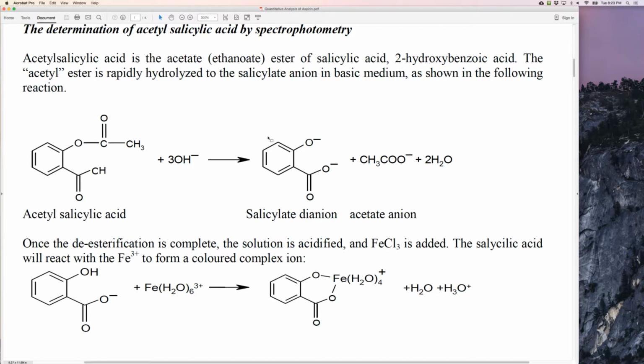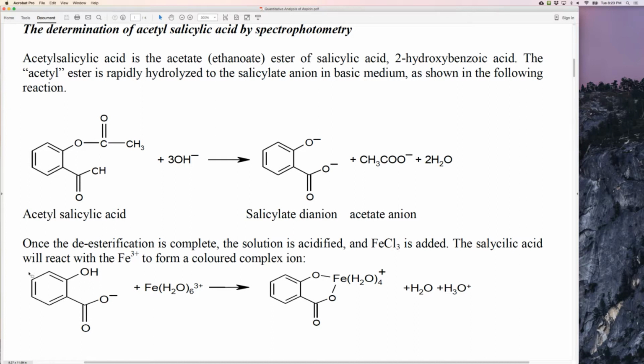This salicylate, or this anion here, if you put it into a somewhat acidic solution, you actually end up with this molecule down here on the left. This is the molecule that is considered salicylic acid, if you will, or the anion of the acid.